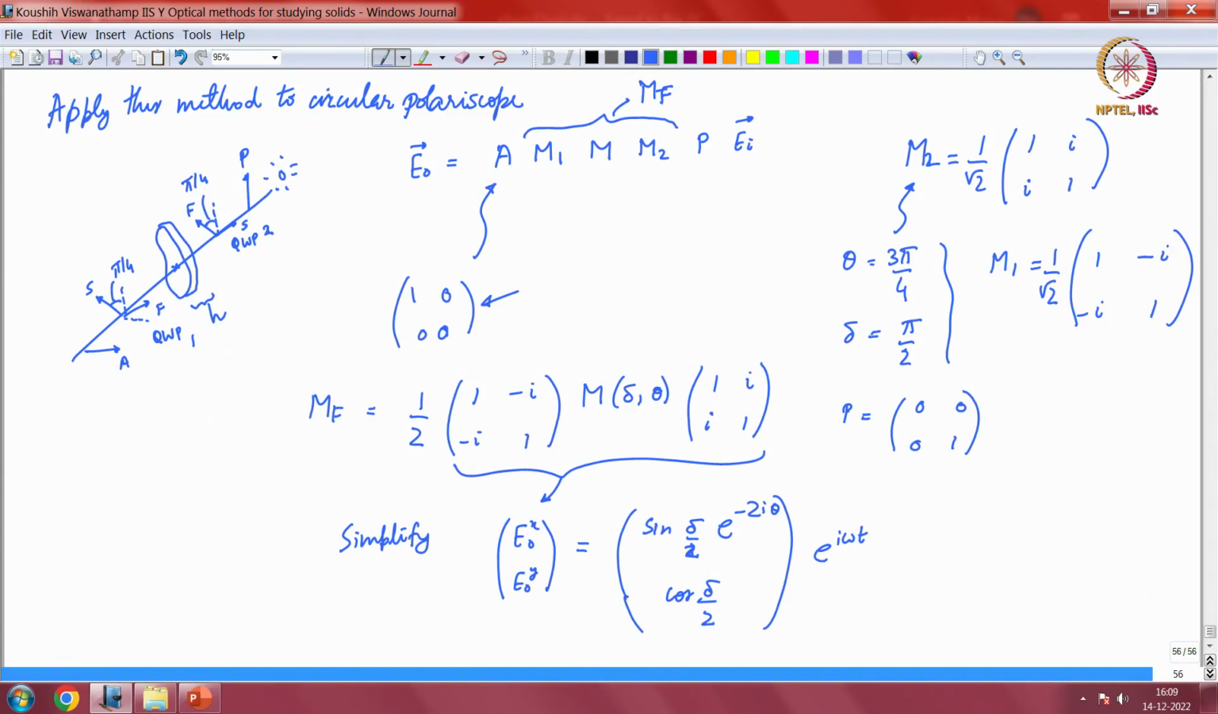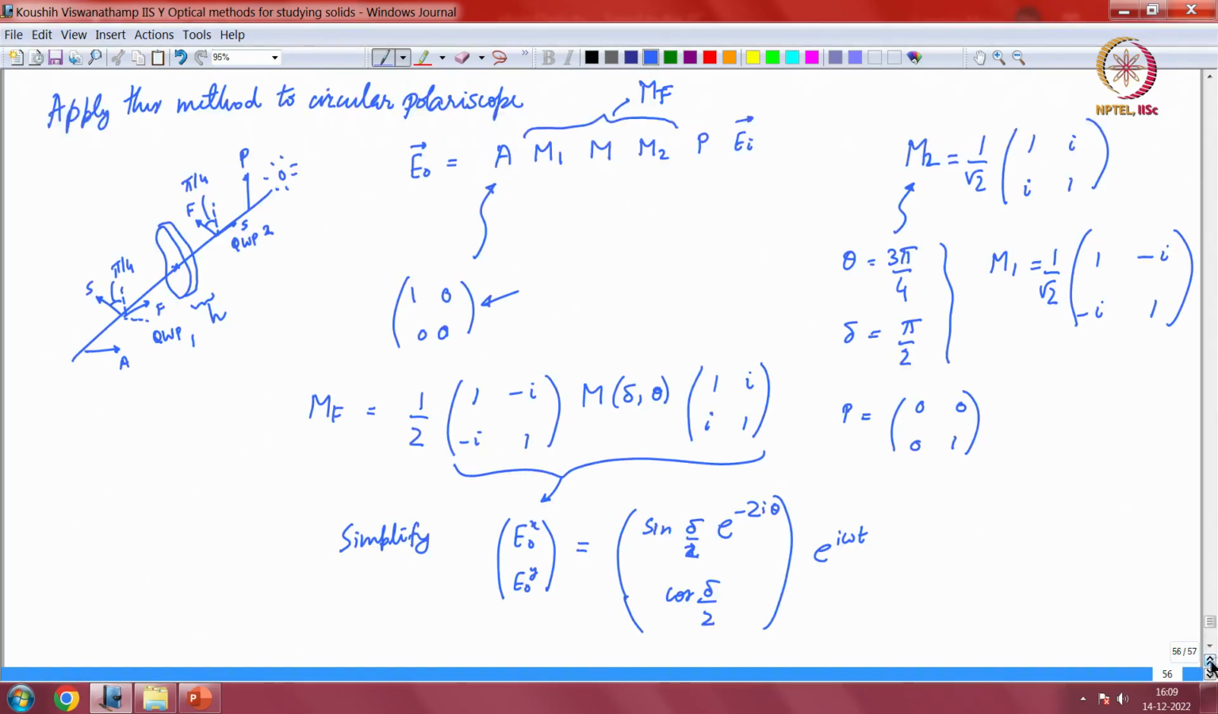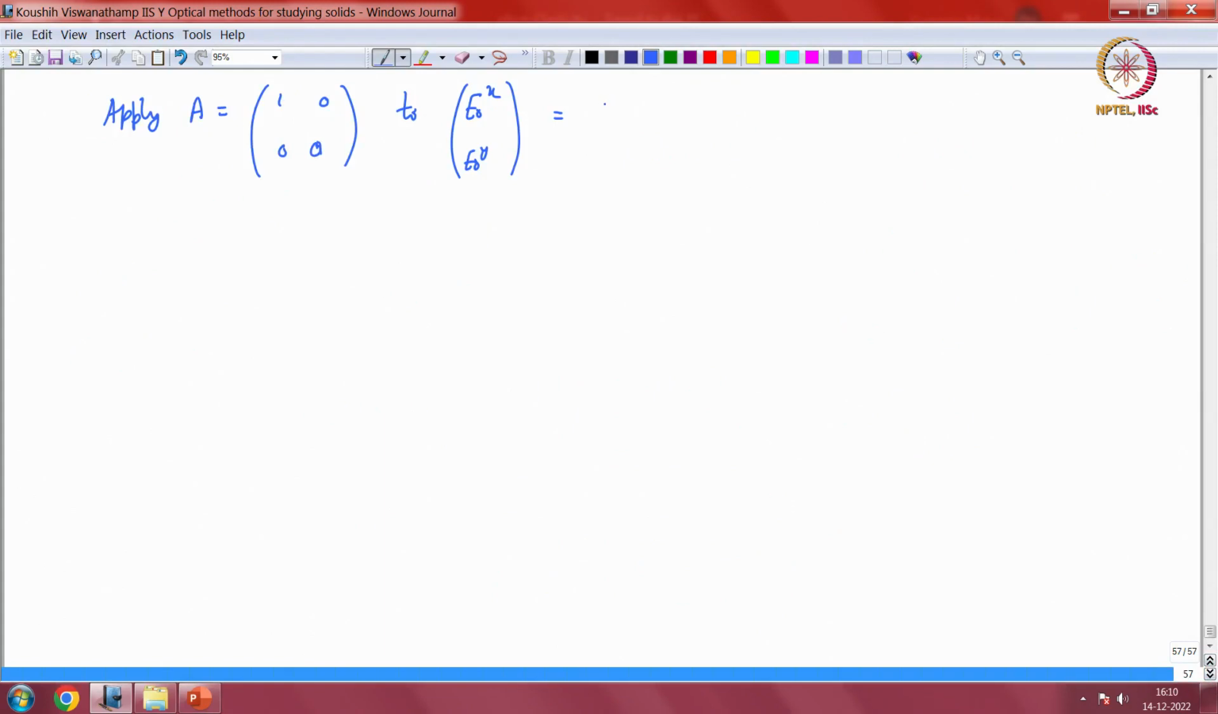Now, if you apply A to this, remember we said A is 1 0 0 0, to E0x, E0y, then you will only pick out the x component, which is this term. So, you will only get sine delta by 2 e to the power of minus 2 I theta, and e to the power I omega t of course comes from before, and then there are some constants that I am going to leave out. So, this is what you will get.